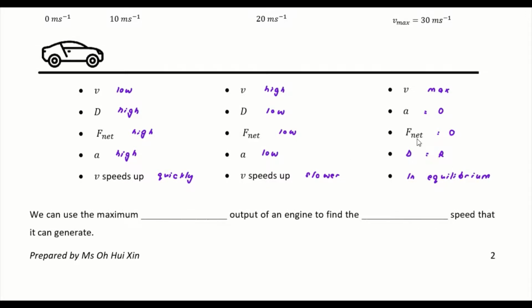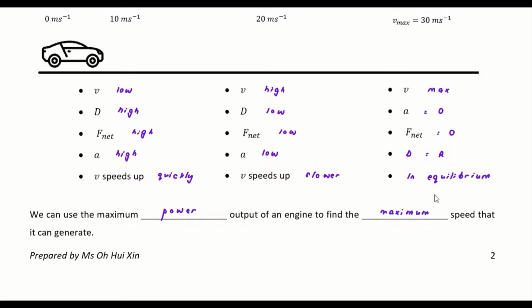So normally, if let's say you need to find the maximum velocity of the car, you need to know what is the maximum power output. Okay, because if you didn't know the maximum power, then you wouldn't be able to know the maximum velocity as well. So you need to know the maximum power output so that you can try to find the maximum speed that the engine can generate.